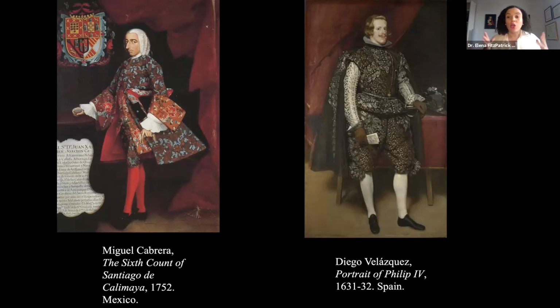So this is a good way to bring in what they know about the canonical European Baroque and to connect it to Latin America. And this is just one example of how to do this, looking at two examples of the portrait tradition in Baroque painting. On the left, a painting from Mexico by Miguel Cabrera of the sixth Count of Santiago de Calimaya. And on the right, Diego Velázquez's portrait of Philip IV, of course, the Spanish painting.